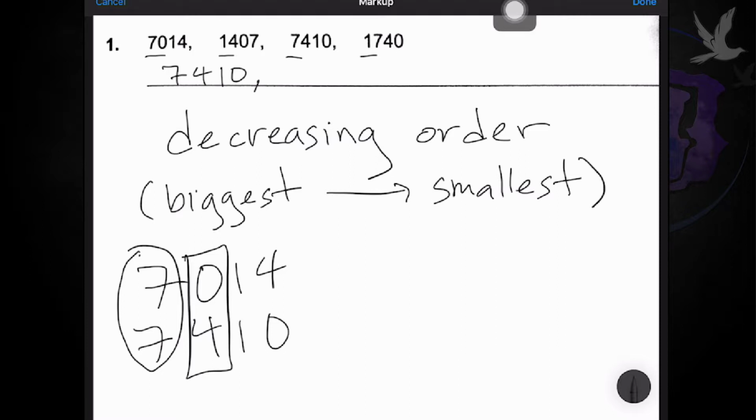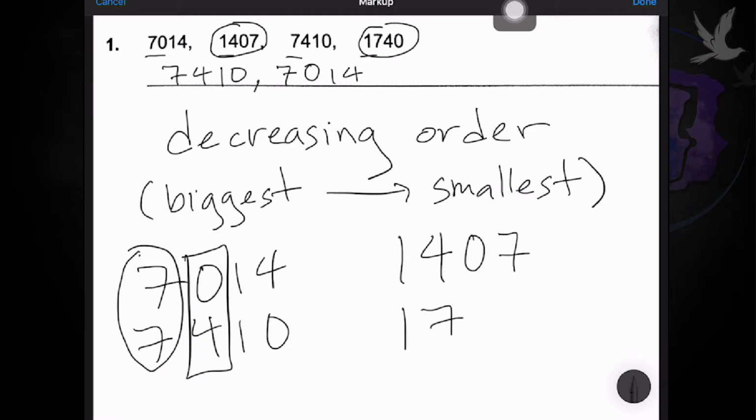And what goes next, since the other numbers that are left start with 1, we have to write 7014 here. Okay, so I'll just leave this here. Our next candidates are 1407 and 1740. So all you have to do is just write them again. Remember, if you're going to write them, it has to be according to their place value. Okay? Especially if you are a beginner.